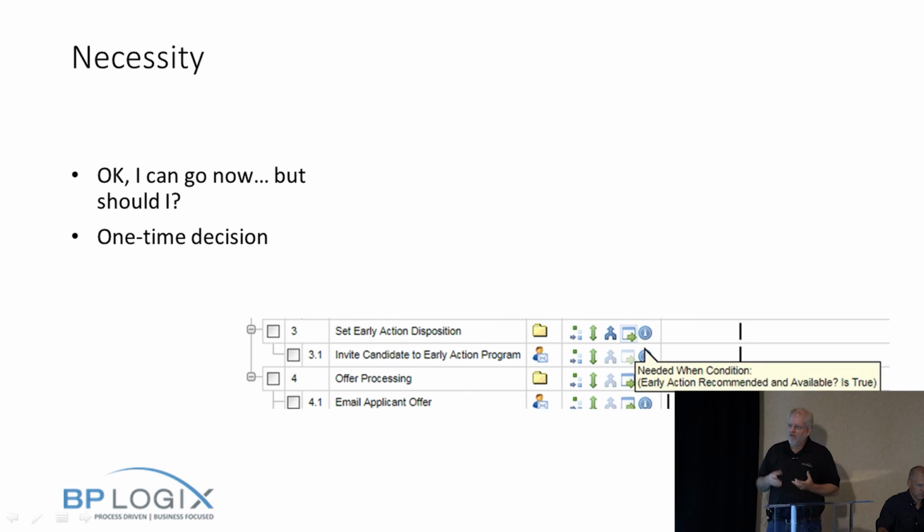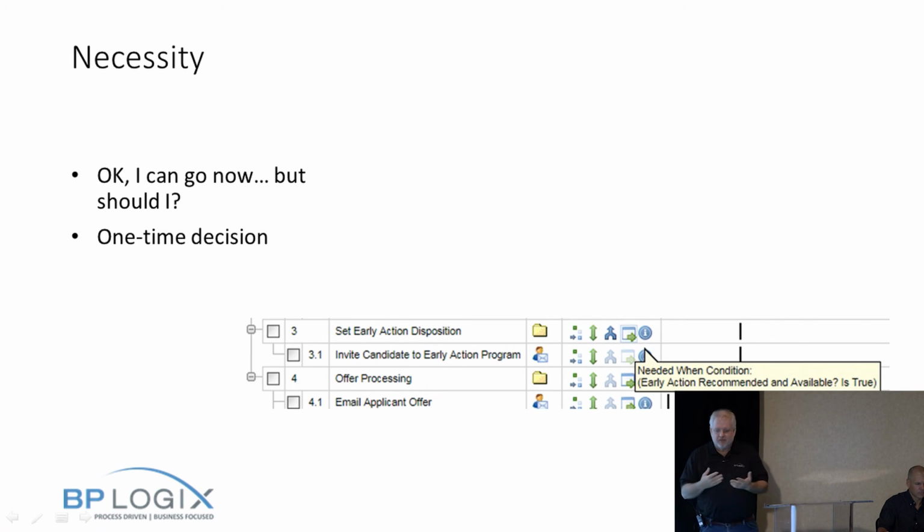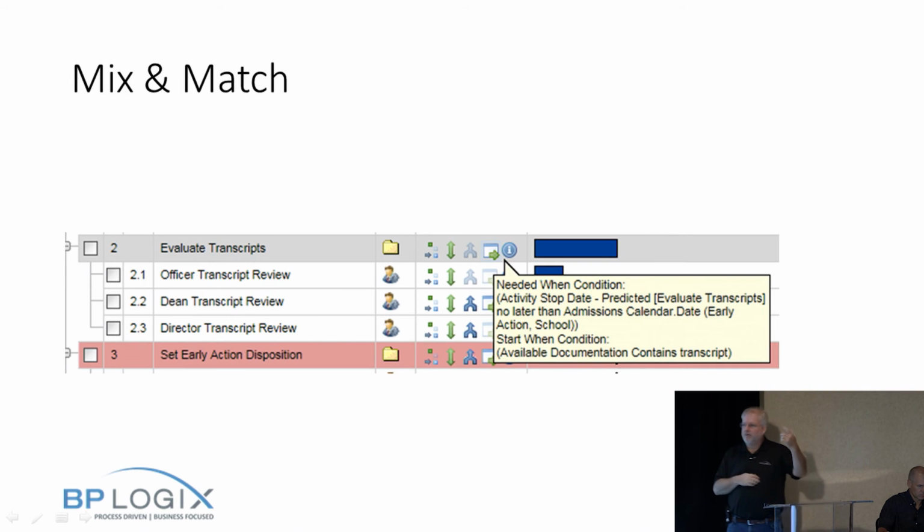That's a continuous evaluation. Once I am eligible, then the activity says, oh, okay, I'm eligible. Do you need me? Just because I'm eligible now doesn't mean you need me. This is a one-time decision. So think of eligibility as constantly evaluated, and then a one-time decision for necessity, and then moving on.